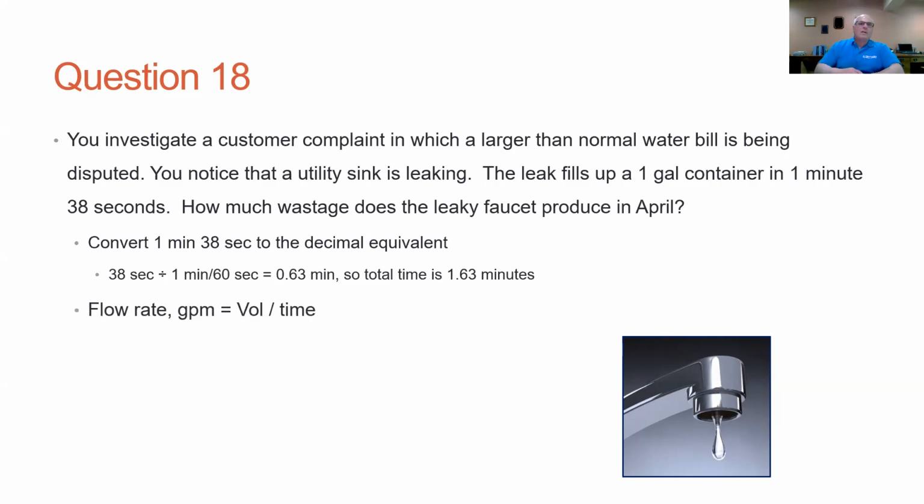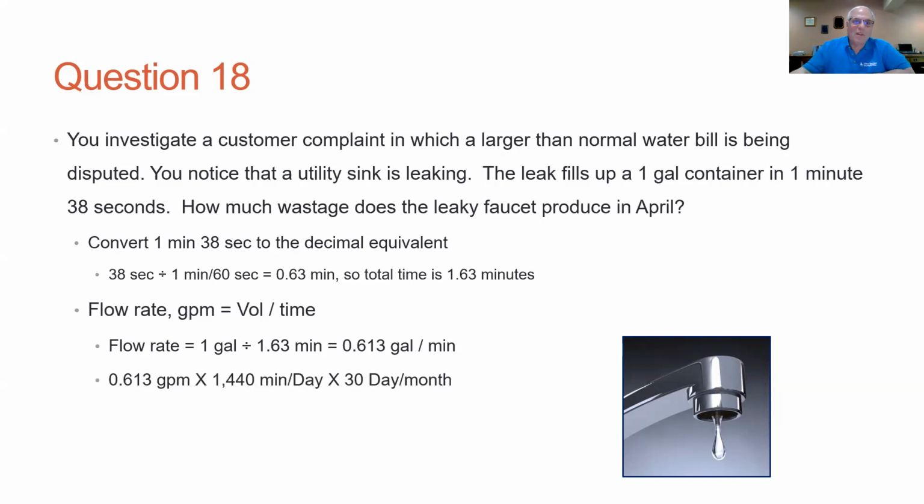If I take the gallon per minute flow rate, make it the volume divided by the time, I'll come up with 1 gallon divided by 1.63 minutes. I was filling that 1 gallon container up at a rate of 0.613 gallons per every minute. So now I've got some ammunition I can work with.